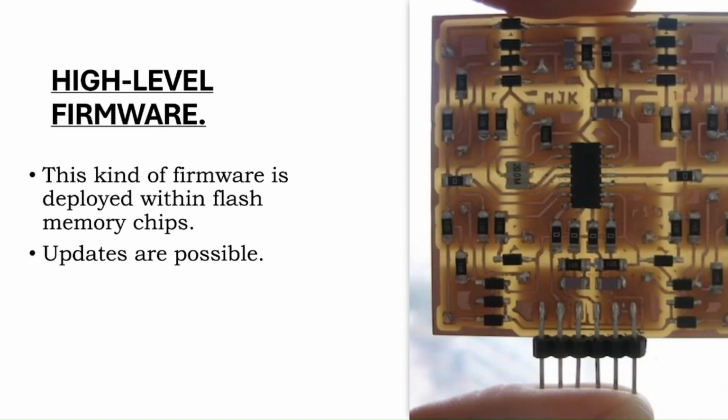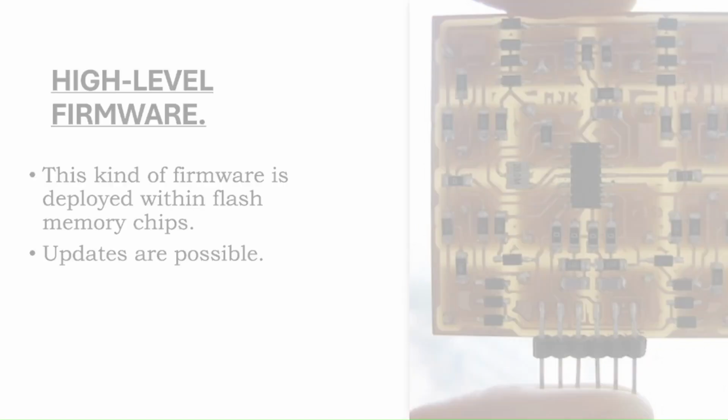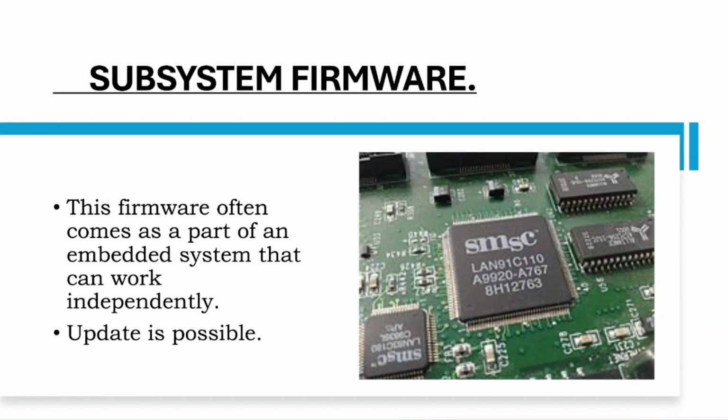Another type of firmware includes high-level firmware. This kind of firmware is deployed within flash memory chips, and updates are possible. Lastly, the subsystem firmware. This firmware often comes as a part of an embedded system that can work independently, and updates are possible.